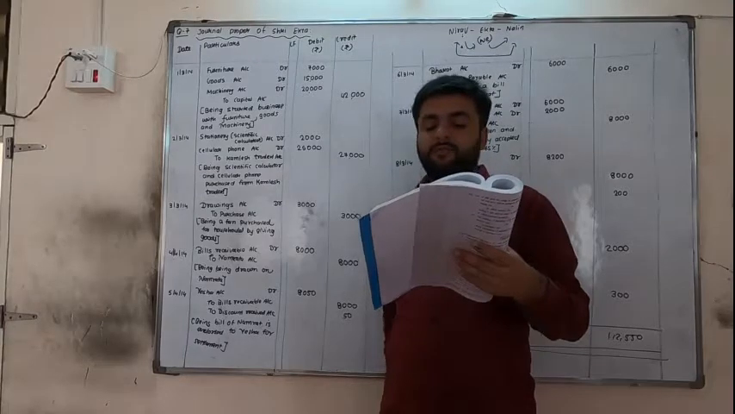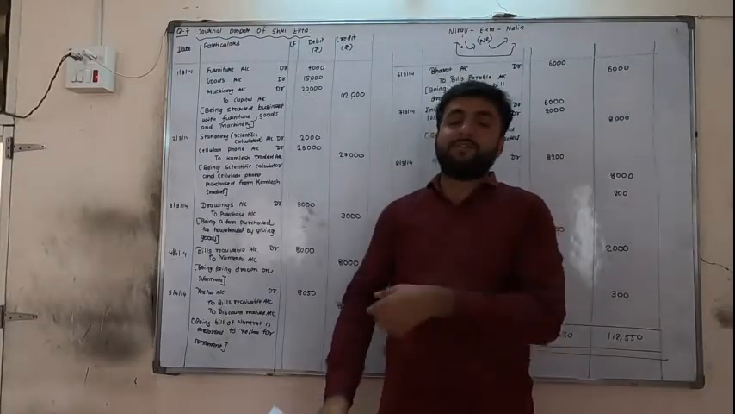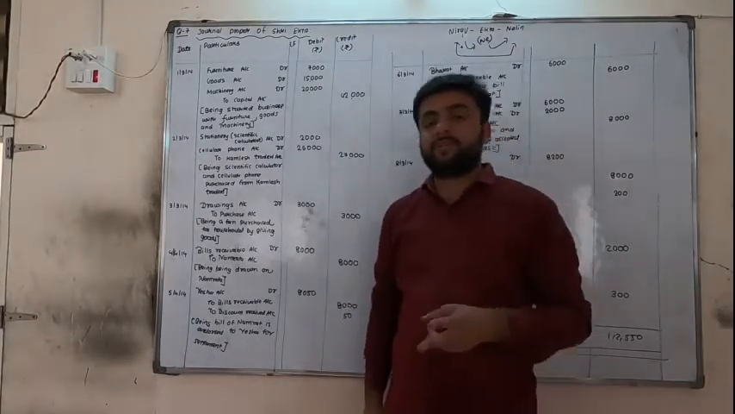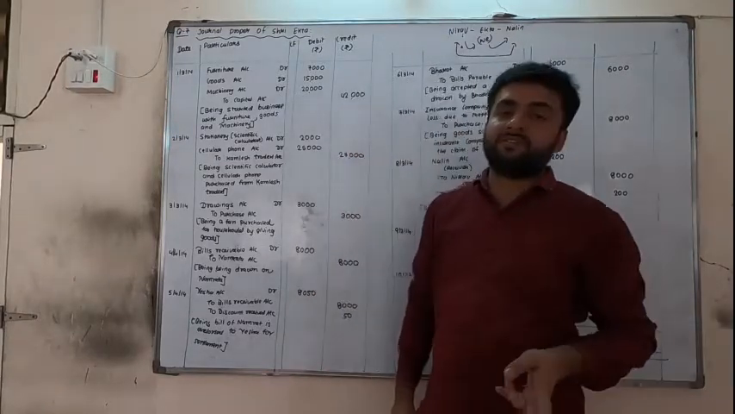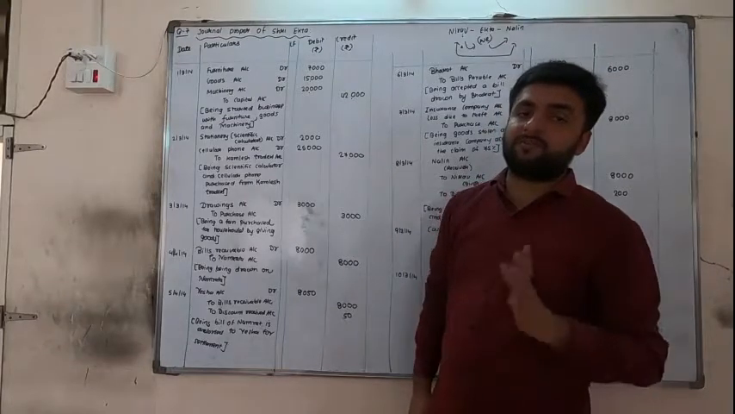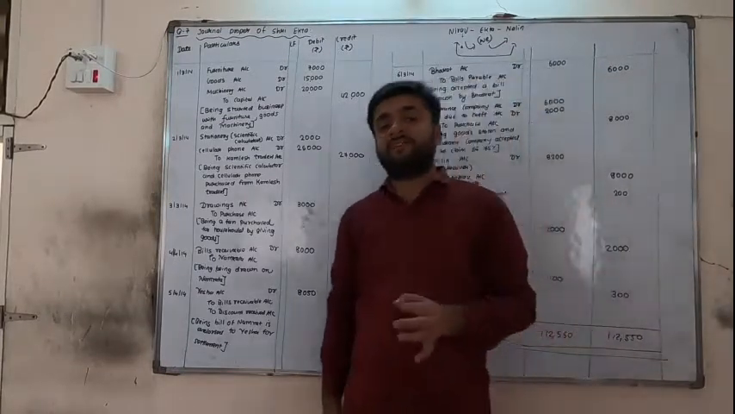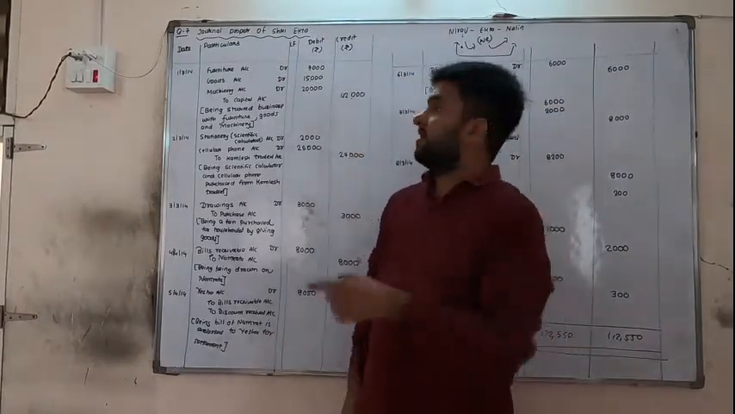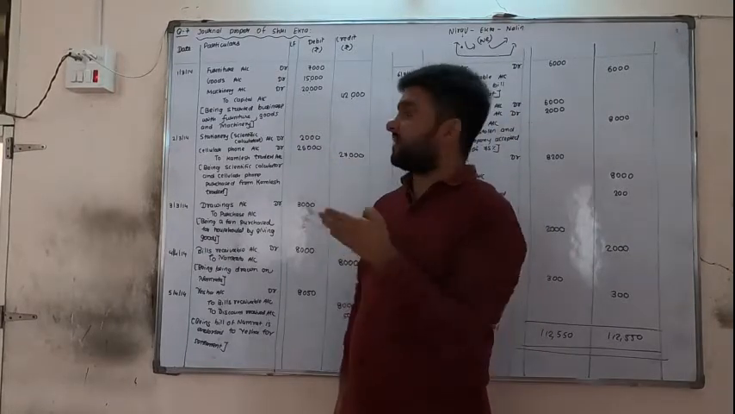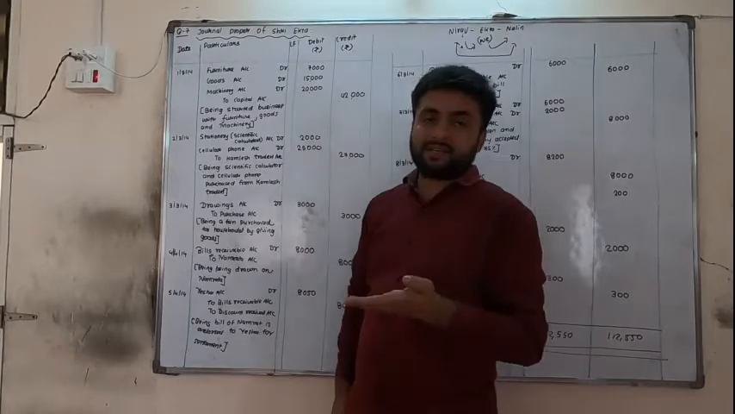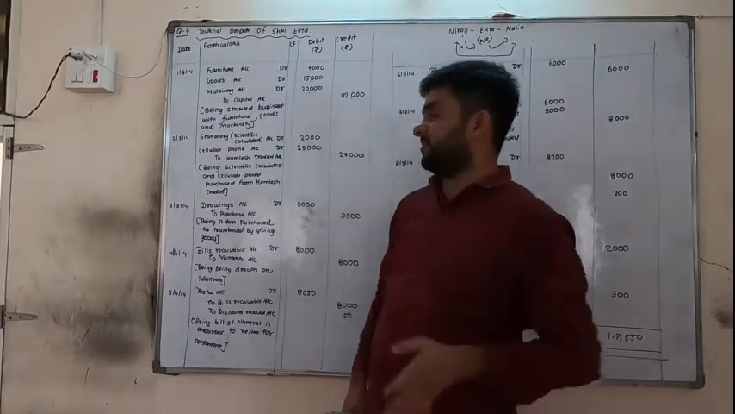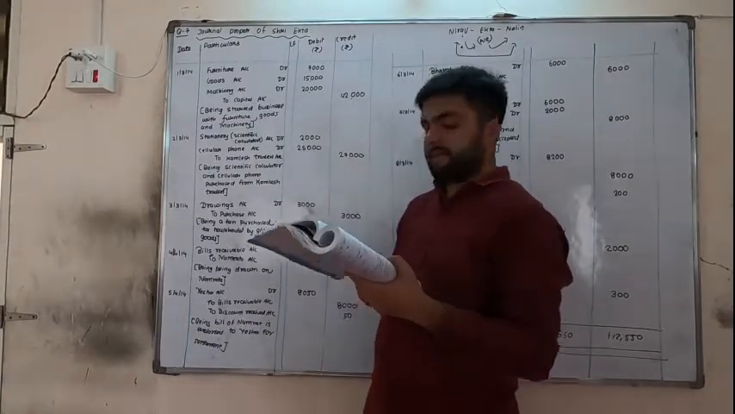Scientific calculator of 2,000, cellular phone of 25,000 purchased from Kamlesh Traders. We are purchasing two things from Kamlesh Traders. Things are coming in, so they will be debited. Kamlesh Traders is the giver, we have not paid the amount, so they will be credited. Here the scientific calculator is related to stationery, so we can write stationery debit or scientific calculator account debit. Then the cellular phone is an asset, so we will write cellular phone to Kamlesh Traders. They are the giver.